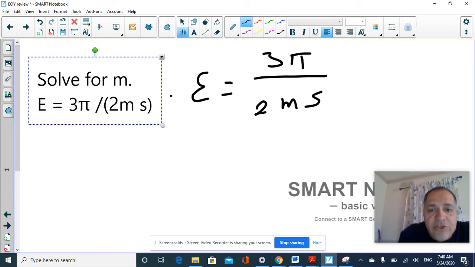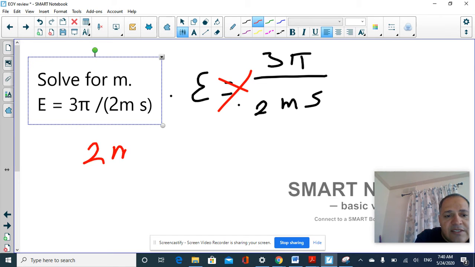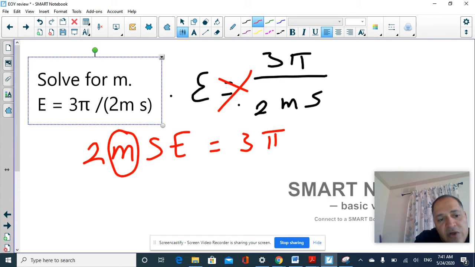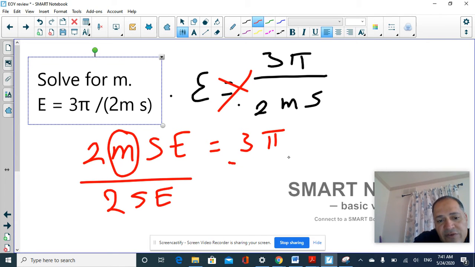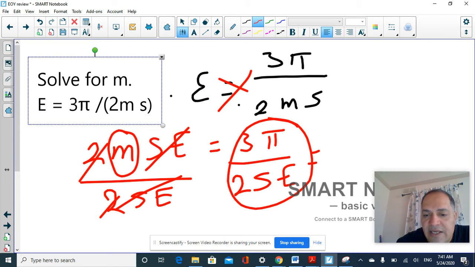Do you remember literal equations? Yes. You have to cross multiply. So when you cross multiply, you will find that 2ms times E equals 3 pi. We want to solve for m, so we want to separate m. So you are going to divide by 2 and s and E. You want to cancel out this part, so you have to divide by 2sE. Now you can cancel it out, so you have m equals this part, 3 pi over 2sE.